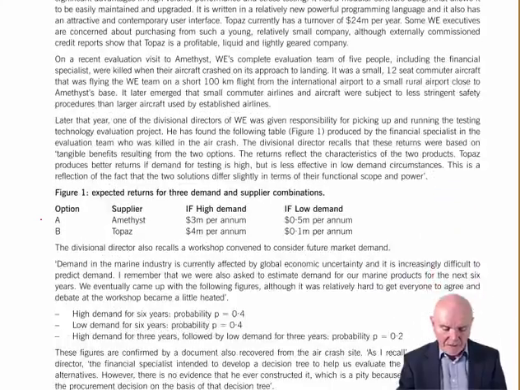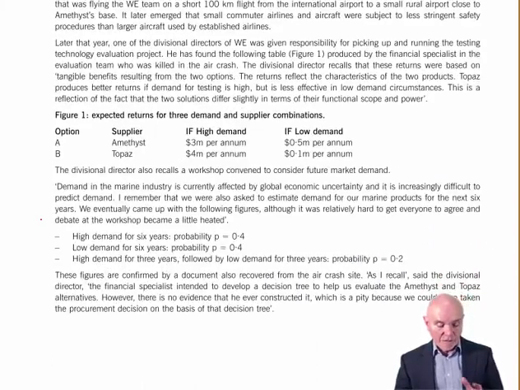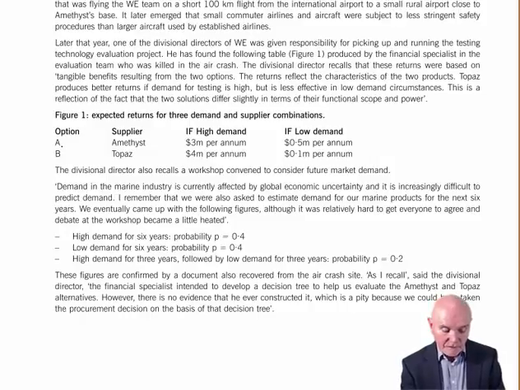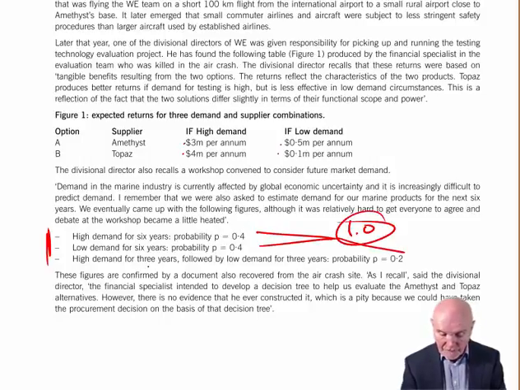So up here we are going to acquire some software. We can go to Amethyst A or Topaz B, and we're given here the returns depending on whether demand is high or low in each of those. And then, as you would expect in decision trees, you're given some probabilities. So demand can be high for 6 years, or low for 6 years, or high for 3 and then low for 3. And the probabilities, of course, should all be adding up to 1. Okay, all of the outcomes should be there.